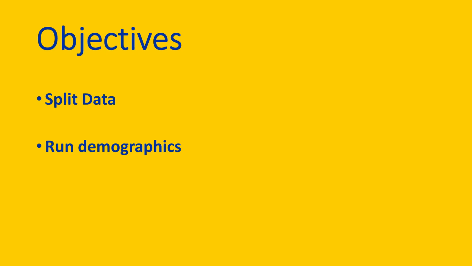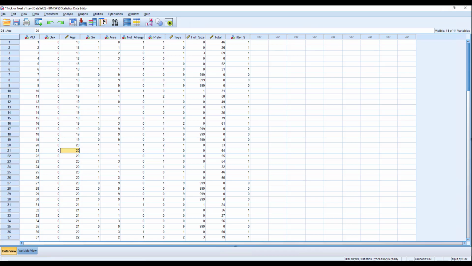There are two objectives for this video. One, split data, and two, run demographics. In order to complete the table that's in the assignment, you need to be able to split data and then run demographics with split data.